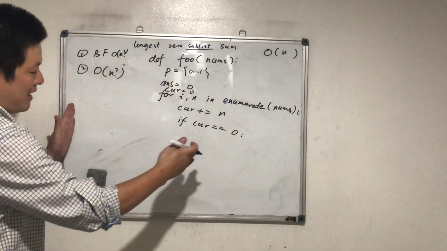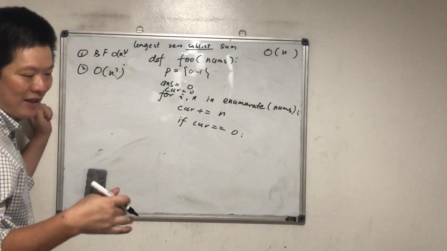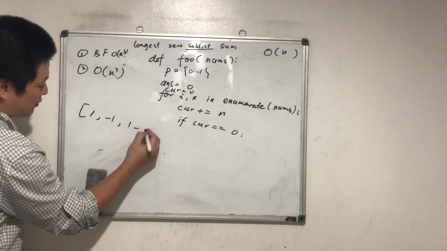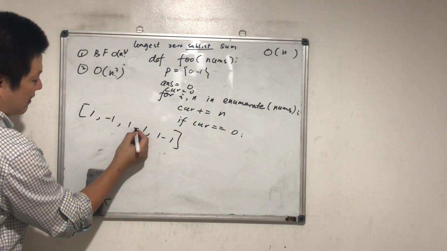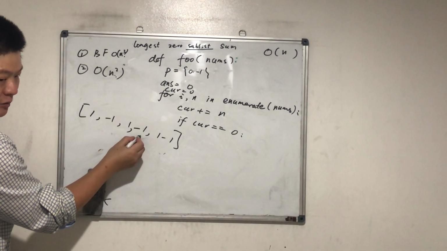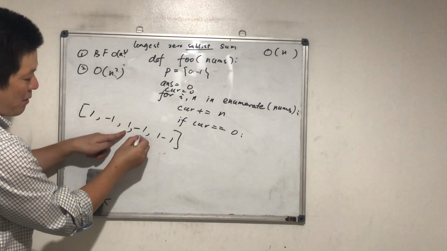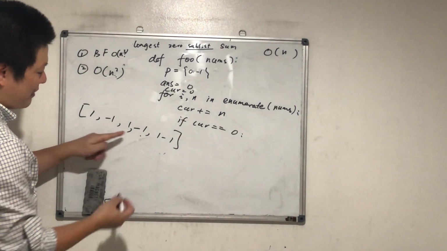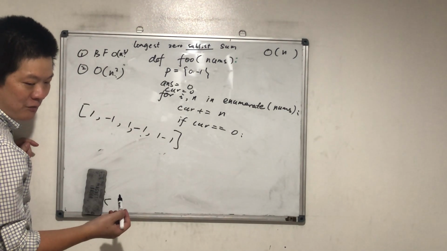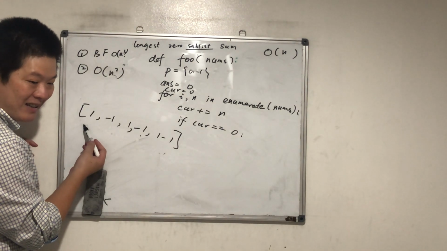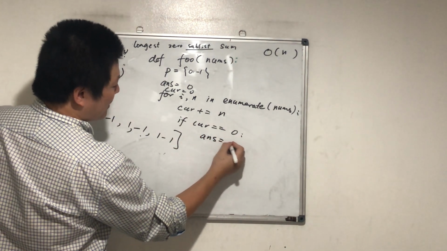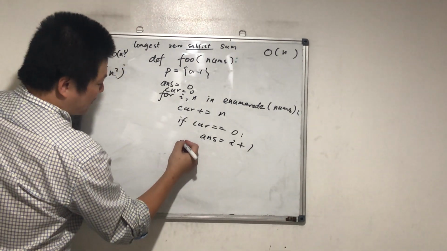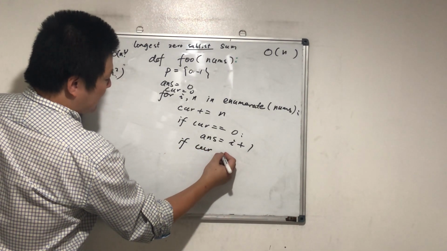It means that from the start to the current position, look at this. If this array is 1, minus 1, 1, minus 1, at this point we have the sum 1 plus minus 1 equals 0. If current equals 0, it means the longest sublist with sum 0 is from the start, right? So now we could just do answer equals i plus 1.